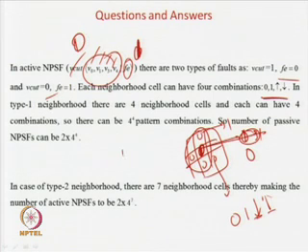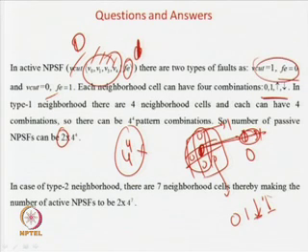So, in this case 4 to the power 4 different types of patterns can be possible in the cells. Four cells are there and 4 different patterns are possible, so 4 to the power 4 patterns are possible, and how many faults are there? There are 2 types of faults, one stuck-at-0 and one stuck-at-1. So, all possible patterns are 2 into 4 to the power 4.